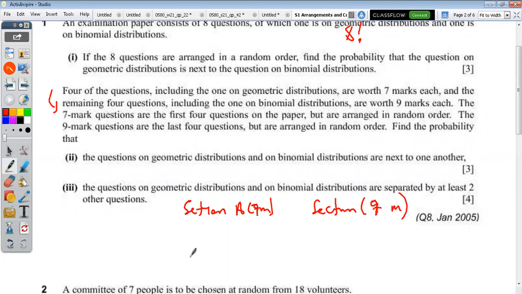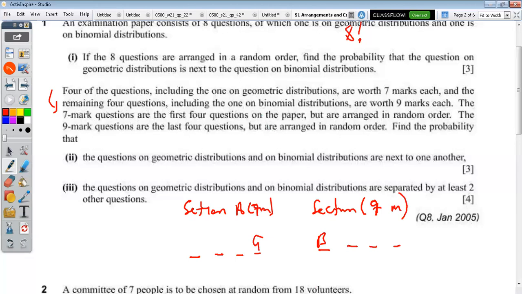Now we have 4 questions here. So you have to think of the mechanism before you rush to formulas. We've got 4 questions here and 4 questions here. Now, what are they saying? They're saying the question on the geometric should be next to the binomial. So they are in different sections. The only way they can be facing each other is if I have the geometric question as the last question here, and the binomial as the first question here. Read the question again. Otherwise, they can never be next to each other.